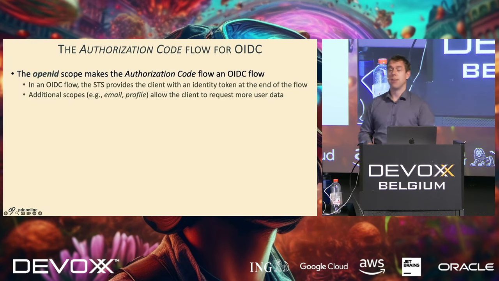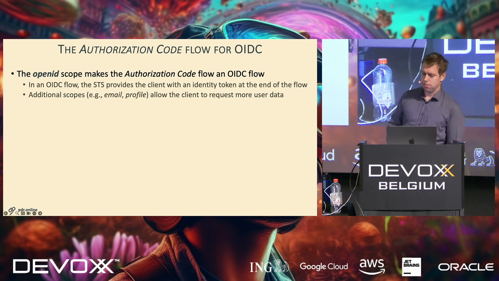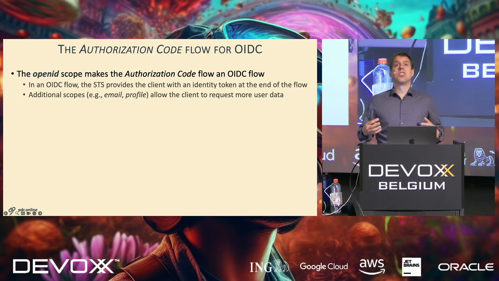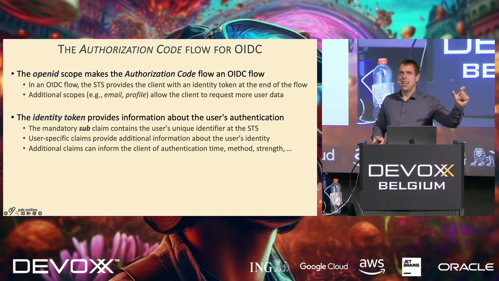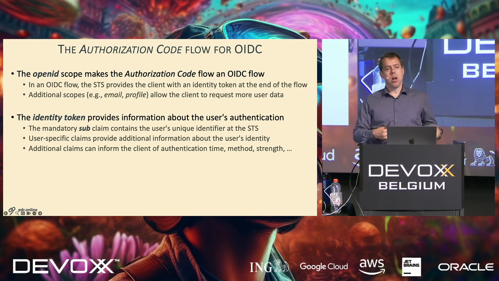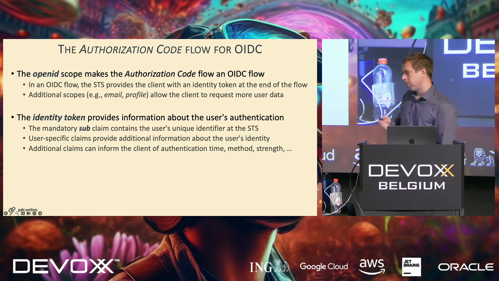And as promised, I have a slide with a lot of text about the same thing. So mandatory is the OpenID scope. That's essentially how you signal that this flow is an OIDC flow. You get an identity token as a response. The SUB claim is always there. The other stuff is optional, depends on what information is there.